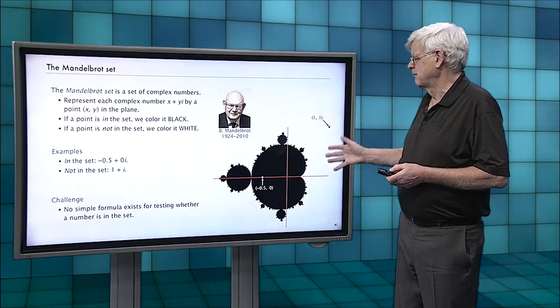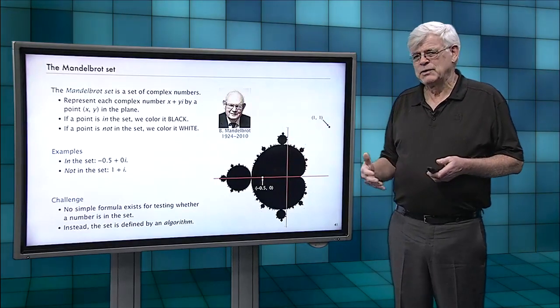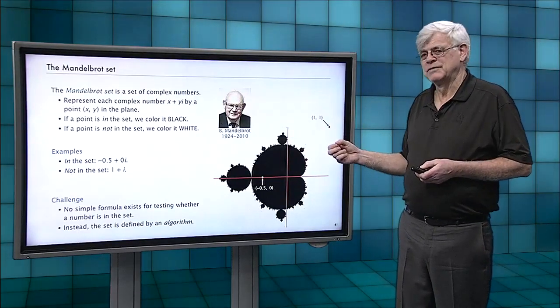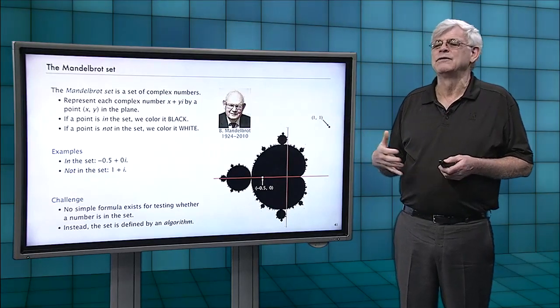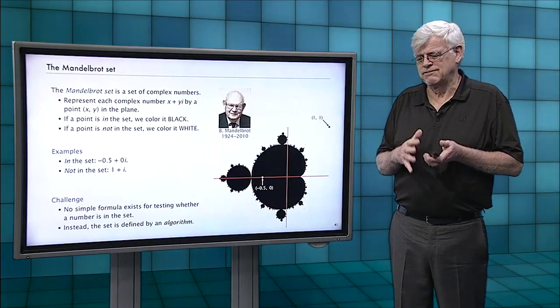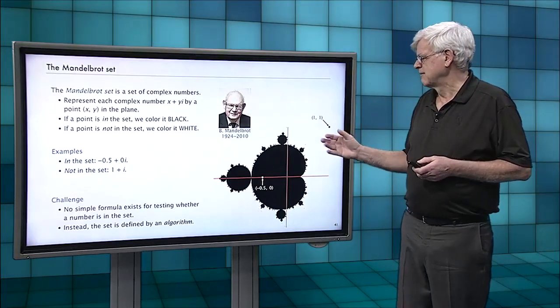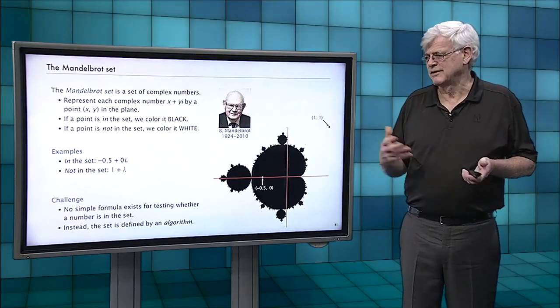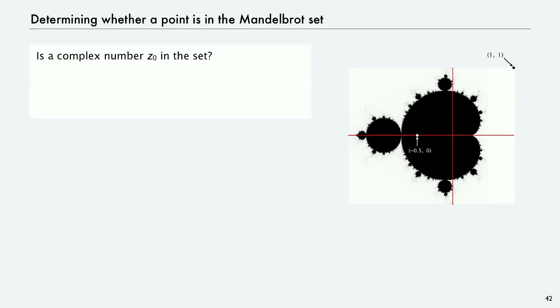So how are we going to plot this? Well, I have to tell you what the rule is. It's really defined by an algorithm. And that's a really interesting concept. We're used to mathematical things being defined by equations or formulas. In this case, it's really defined by an algorithm, and that's got interesting ramifications. So I have to tell you what it means for a complex number to be in the set or not.